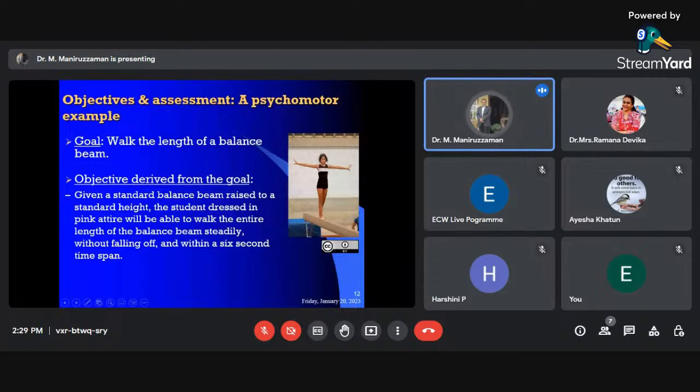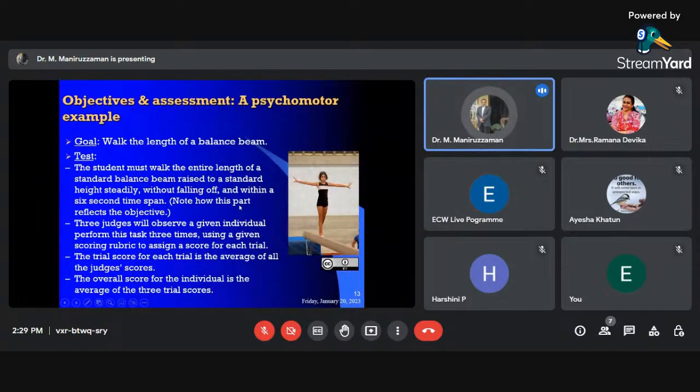We have already seen the goal and objective, and to measure the goal and objective, we can use a test here. The student must walk the entire length of a standard balance beam raised to a standard height steadily without falling off and within a 6-second time span.